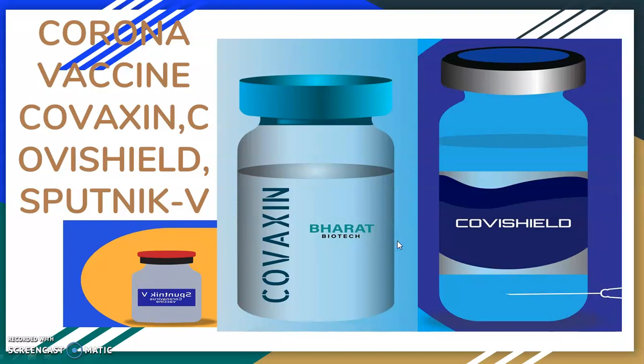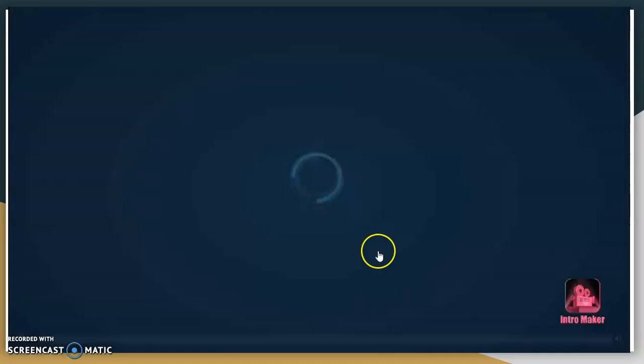Hello everyone. Today we'll discuss the corona vaccines like Covaxin, Covishield, and Sputnik-V. What is the difference between how these vaccines work? We have already discussed DNA vaccines in a previous video. Now we'll discuss the different ways these vaccines work and which one is the better option for preventing the mutant strain of the coronavirus. Now let's start.